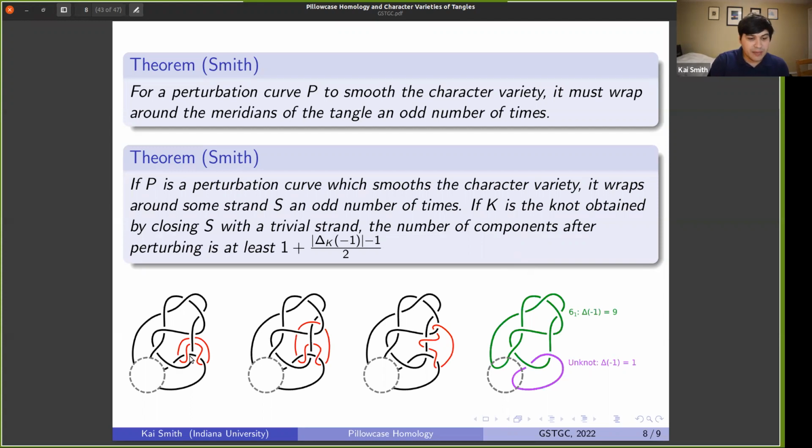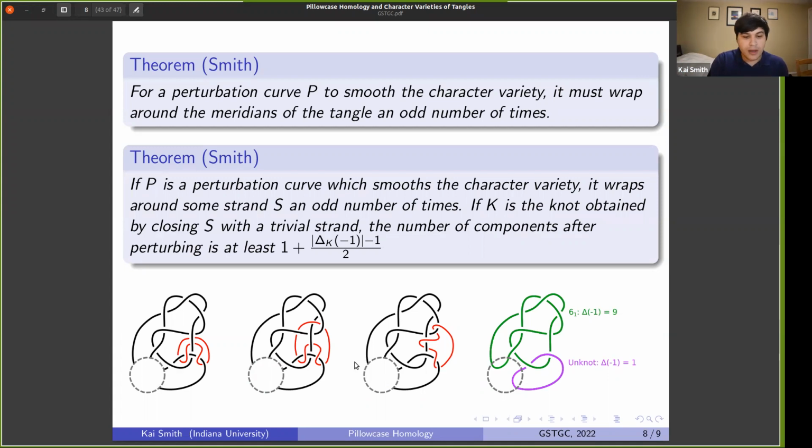So this first example actually wraps around the tangle 4 times. The first theorem tells us that that's actually not going to smooth out our character variety at all. It's going to leave any singularities that are already there, and so that's just not going to help. So there's no use even starting this computation. On the other hand, these next two wrap around the tangle an odd number of times, so they pass the first test. Let's see what the second theorem tells us about them.